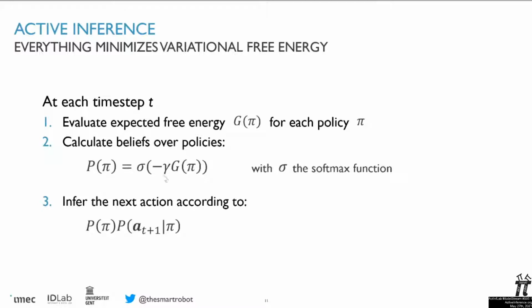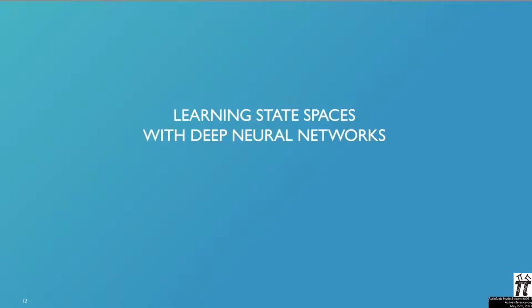If you relax the precision a bit, then you allow for some more randomness in the system. And then you end up inferring the next action, according to what is the next action that I should take according to this policy. But it follows that the action selection given the policy is just a deterministic mapping. The policies are just certain sequences of actions, so once you choose the policy, the action is fixed. But in theory, you could also make this a probabilistic mapping.